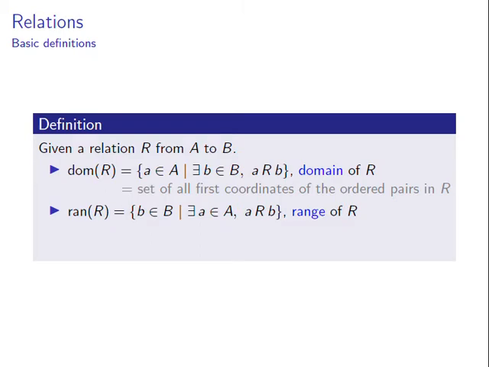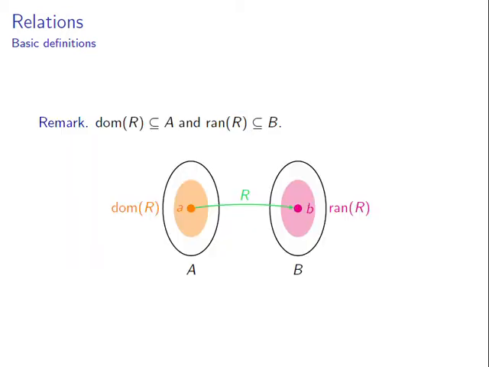The range of R is the set of all objects small b in capital B satisfying the condition that there exists an object small a in capital A such that a is related to b. In other words, the range of R is the set of all second coordinates of the ordered pairs in R. Hence, the domain of R is a subset of A and the range of R is a subset of B.